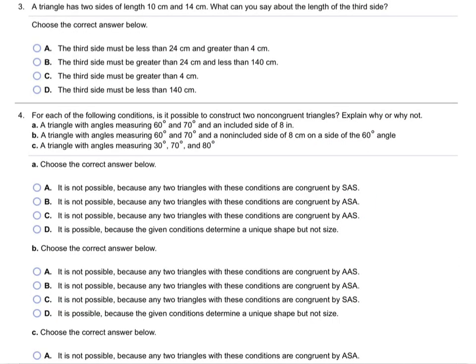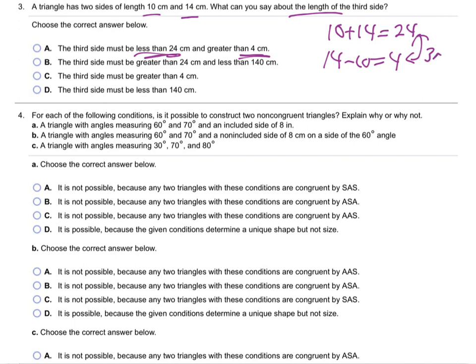All right, number 3 here. So, if we have a triangle, two sides, 10 and 14, what can you say about the length of the third side? Well, if you add 10 and 14, 24, and if you subtract the bigger one first, 14 minus 10, you get 4. That's the limits for the third side. The third side must be less than 24 and greater than 4. The third side must be between 4 and 24.